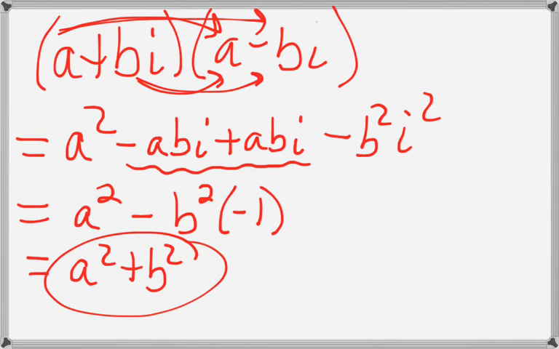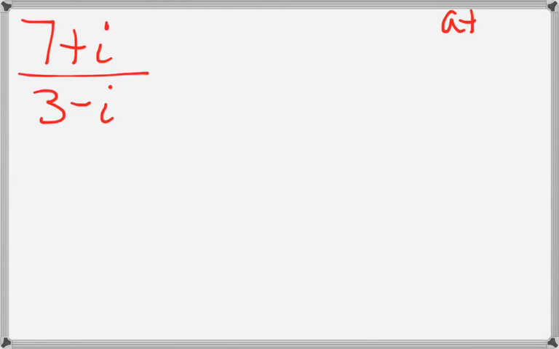So this is going to be helpful to us when we divide complex numbers, because what we're going to have is something like this: 7 plus i divided by 3 minus i. So the goal is to write this in standard form. Remember, standard form is a plus bi. So standard form does not have an i in the denominator. That a plus bi, that's all in the numerator.